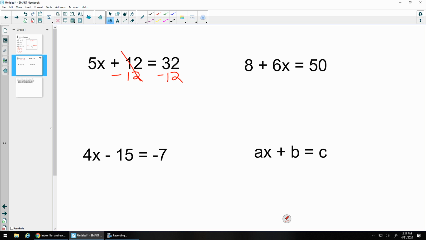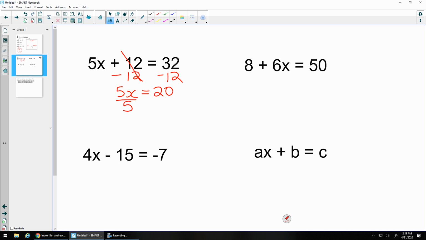The 12s cancel out. So on the left side, all that I'm left with is 5x. And on the right side, 32 minus 12 is equal to 20. Okay, on the left side now, I have 5 times x. To cancel out that 5, I do the opposite operation, so I divide by 5.